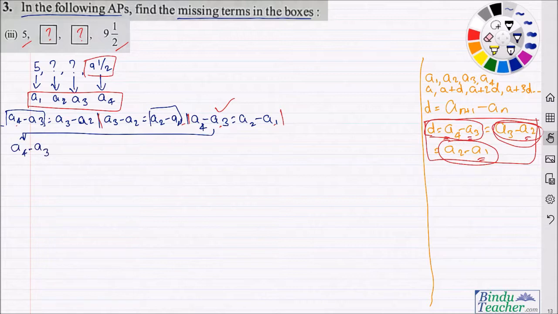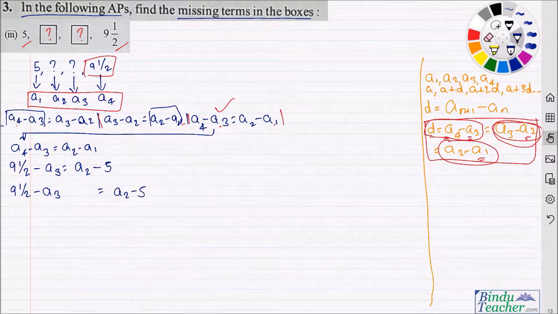A4 minus A3 equals A2 minus A1. Now the value of A4 is 9 1 by 2, minus A3 is unknown, so I'll write it as this, and A2 is also unknown, write it as this. The value of A1 is 5. Now what we want to do is keep all numbers on one side and all the variables on the other side. So for that we will have to balance the equation. So I'll say 9 1 by 2 minus A3 equals A2 minus 5.